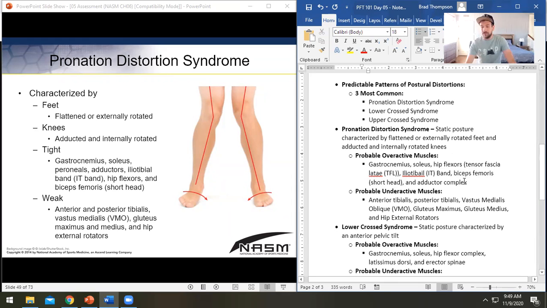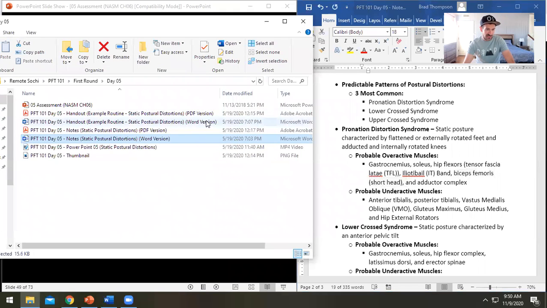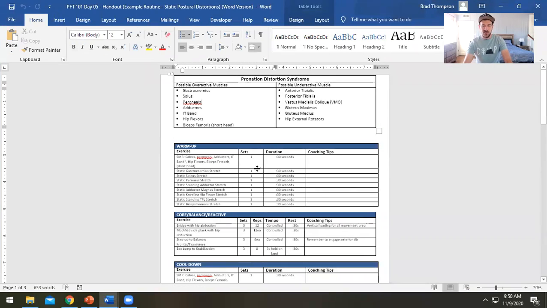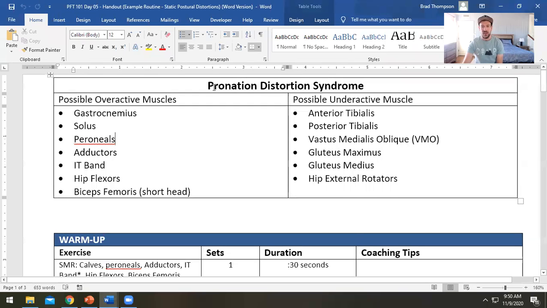So if I looked at that and I wanted to write a program for it, well, guess what? It would look something kind of like this. So with pronation distortion, right, we have possible overactive muscles, the two calf muscles. Also, the peroneals are going to be on this list, although that's a little bit of an advanced note. That's the muscle on the side of your shin, actually, along the outside that grabs the top of your foot. So that actually runs here and grabs your foot, and it causes this type of motion like this.